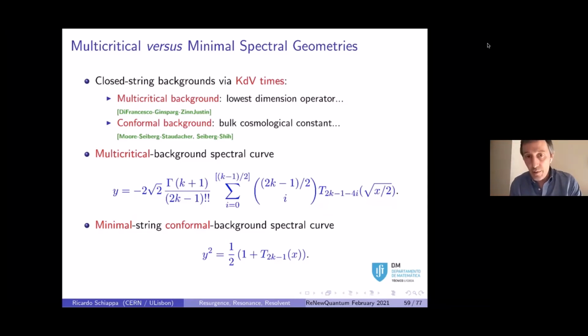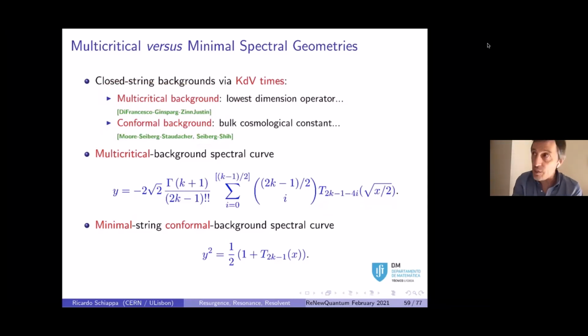Then there's another background, which is known as the conformal background. From the point of view of the world sheet theory, I'm just turning on the bulk cosmological constant. So this multi-critical background is the one that naturally relates to the matrix model calculation. This conformal background is the background that naturally relates to world sheet calculation, in particular to Seiberg's analysis of minimal strings with ZZ and FZZT branes and so on.